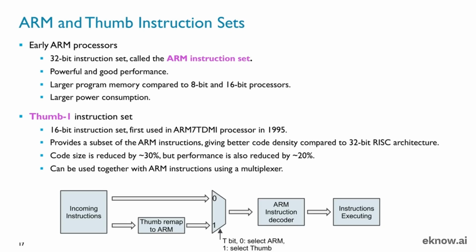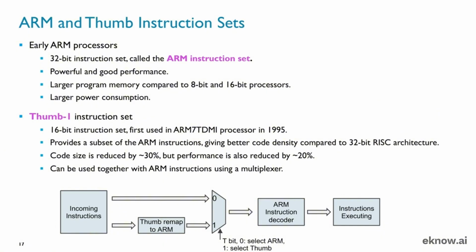The core of the processor is designed to decode 32-bit ARM instructions, so the 16-bit Thumb instruction is just a compact encoding. After the remapping, a multiplexer, which is essentially a digital switch, selects which instruction to send to the ARM instruction decoder. This switch is controlled by the T-bit in a special processor register. When the T-bit is 0, the processor is in ARM state and it selects the 32-bit instruction directly. When the T-bit is 1, the processor is in Thumb state and it selects the output from the Thumb remap block.